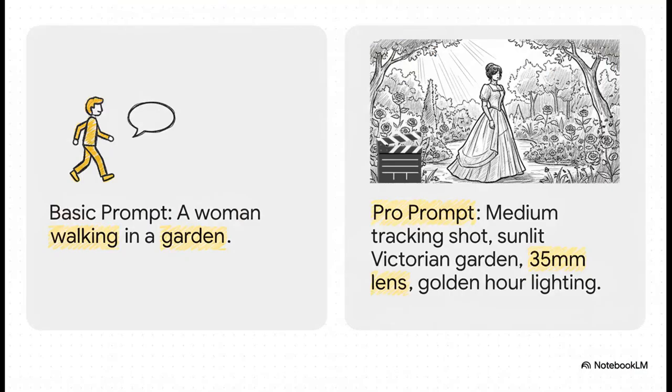Just look at the difference here. On one side, a woman walking in a garden. It's fine. But on the other side, you give it the details, the shot type, the camera lens, the lighting. You're not just giving it an idea anymore. You're handing it a professional blueprint. And that's how you get something that looks truly cinematic.